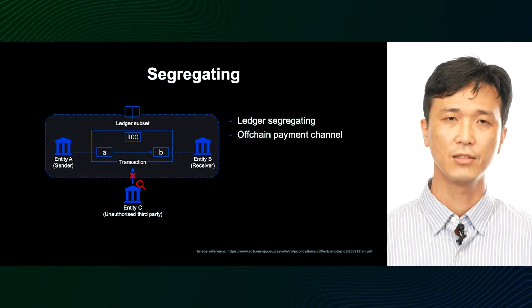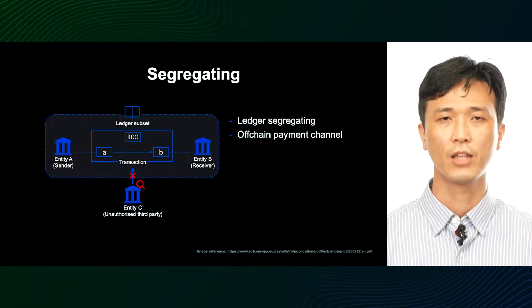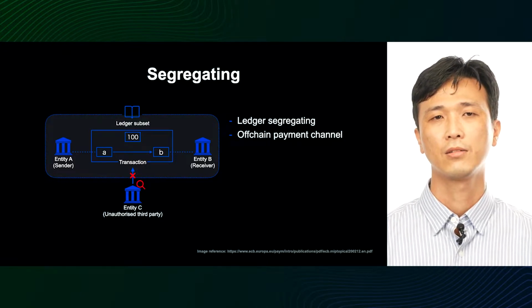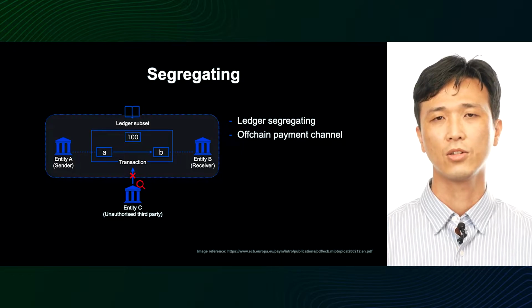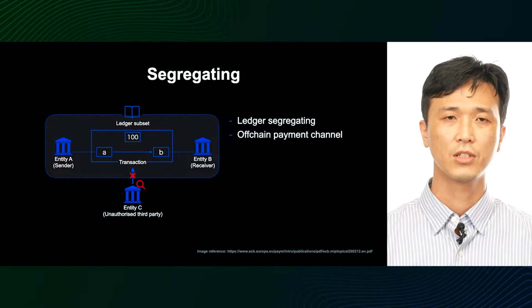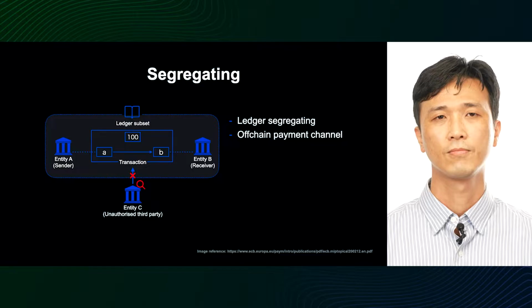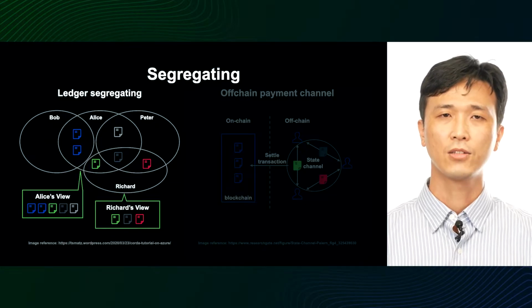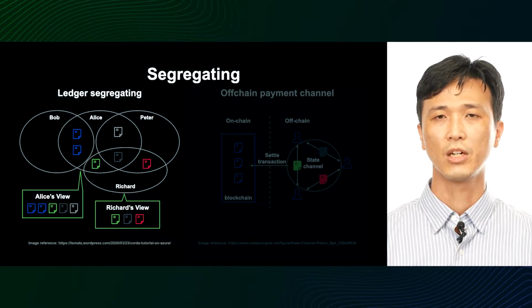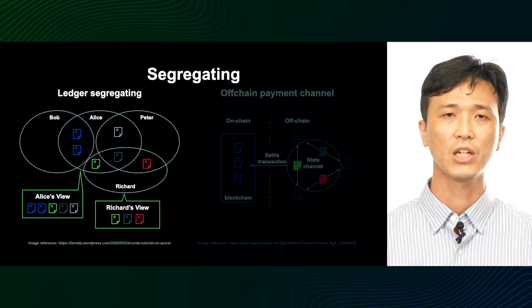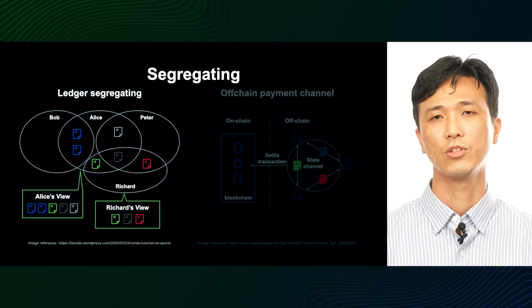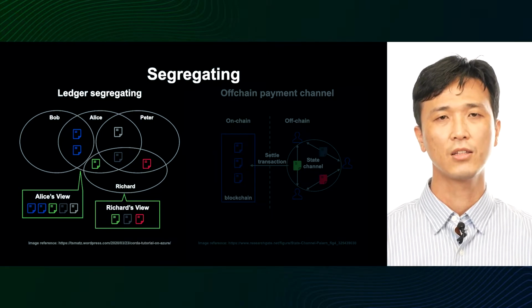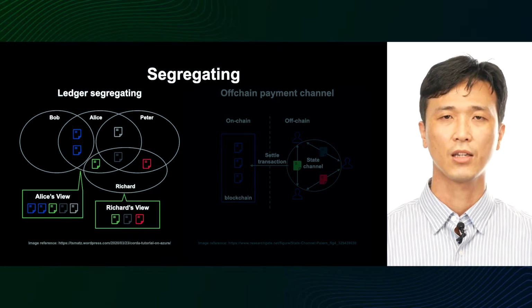Segregating is a technique where transaction information can be known between transaction parties, but the information cannot be viewed by third parties. So there's ledger segregating and off-chain payment channel. Ledger segregating is a technique that blocks third parties' access to transaction information itself by recording transactions on a ledger shared only by the transaction parties or related parties.